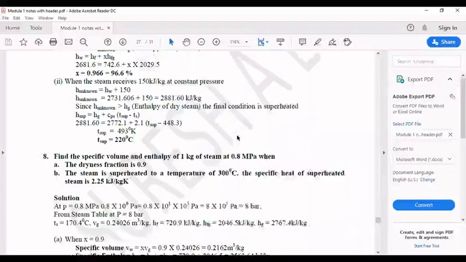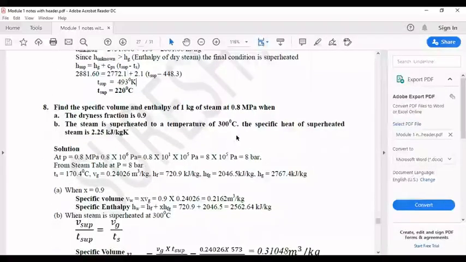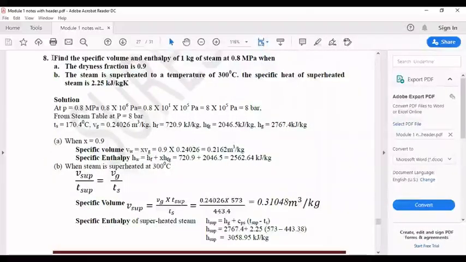So moving on to the next problem. In this, they ask you to find the specific volume and enthalpy of 1 kg. Mass they have given as 1 kg at 0.8 megapascal. That is a pressure. Pressure they have given as 0.8 megapascal. But in the steam table, we have the pressure in terms of bar.